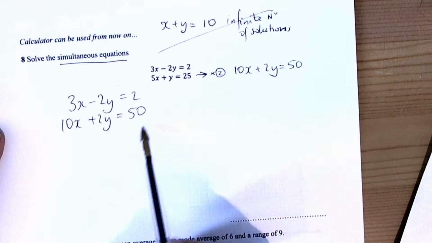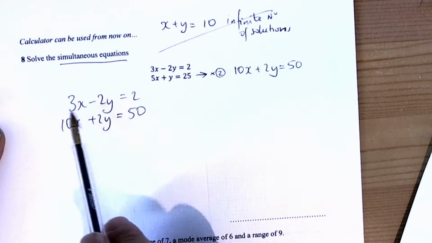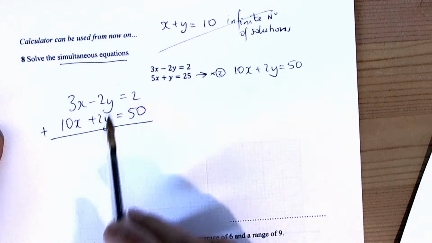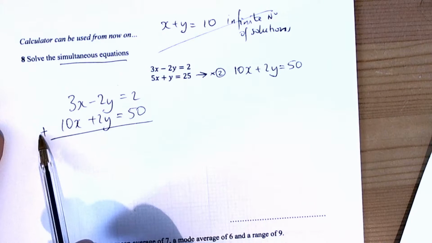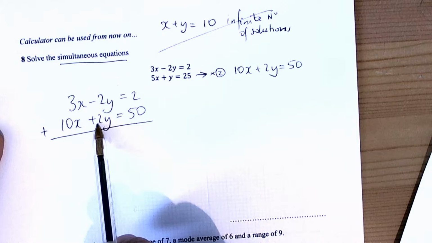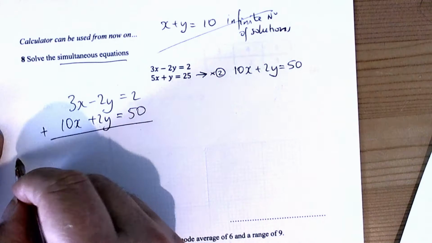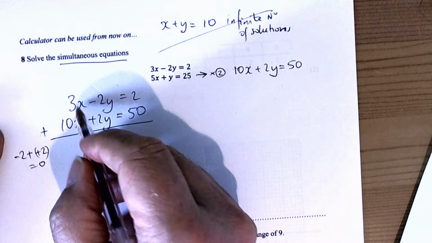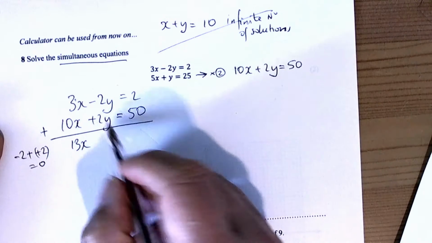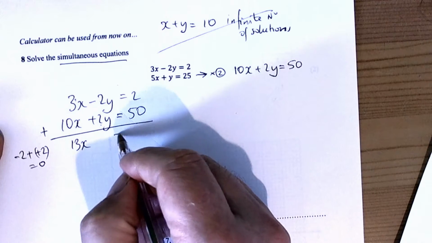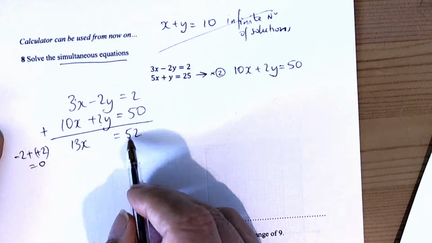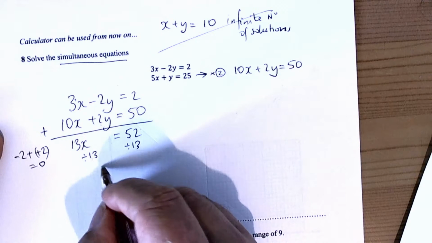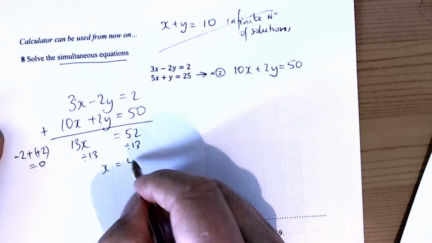Now when we have the situation of the same number in front of one of the letters, then we look at whether we're going to add or subtract the equations that we've created or used so that we can cancel out. Now I'm going to add in this case because negative 2 plus positive 2 will make 0, so the y's will disappear. So that means the y's will go. So 3x plus 10x is 13x, they've gone to nothing, and 2 plus 50 is 52. So we have 13x is worth 52. I want one of those x's, so we divide by 13. 13 divided by 13 is 1, so we're left with 1x, and 52 divided by 13 is 4.